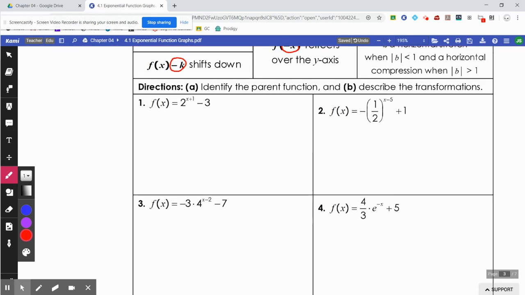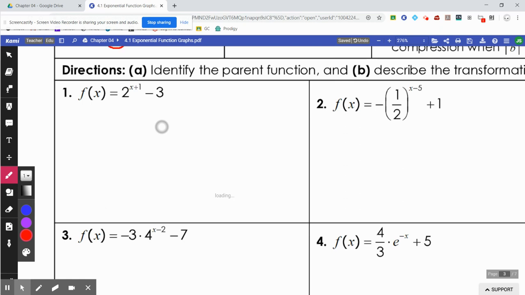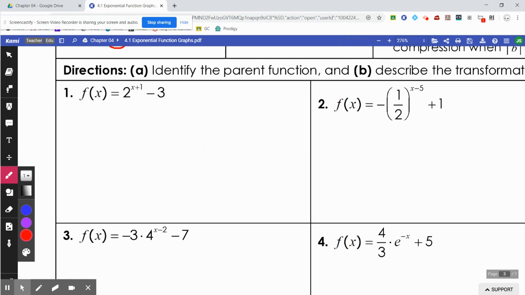So let's go through all of these. Let's do all of our stretches and compressions first, then we'll do flips, and then we'll do all our translations. And this has no stretches. There's no multiplication out front. There's no multiplication to our x value. There's no negatives being multiplied. So therefore, this is all translations. This plus 1 is going to simply translate your graph left 1. I'm just going to draw an arrow. And this minus 3 is simply going to translate your graph down 3.